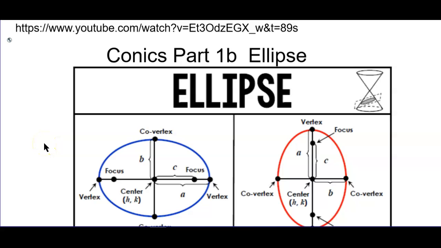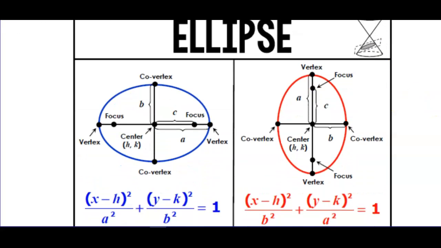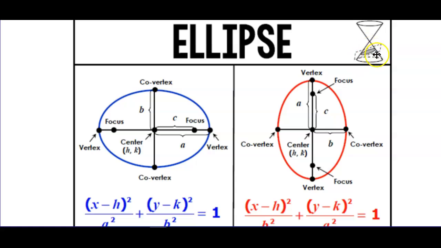All right, the second part of the lesson today is on an ellipse. An ellipse is an oval. Remember, it's a conic section. It's part of a cone. It's formed by cutting out a slice of a cone that's not parallel to the base. Now, what happens is it's formed from these two focus points.